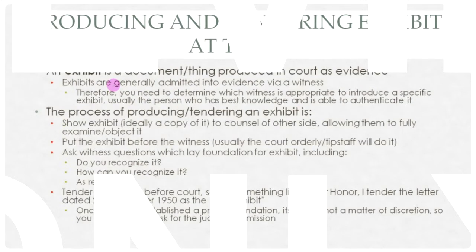Producing and tendering an exhibit at trial. An exhibit is a document or thing produced in court as evidence, and exhibits are generally admitted into evidence via a witness. Therefore, you need to determine which witness is appropriate to introduce a specific exhibit, usually the person who has the best knowledge and is able to authenticate it. The process of producing or tendering an exhibit is to show the exhibit, ideally a copy of it, to the counsel of the other side, allowing them to fully examine or object to it.